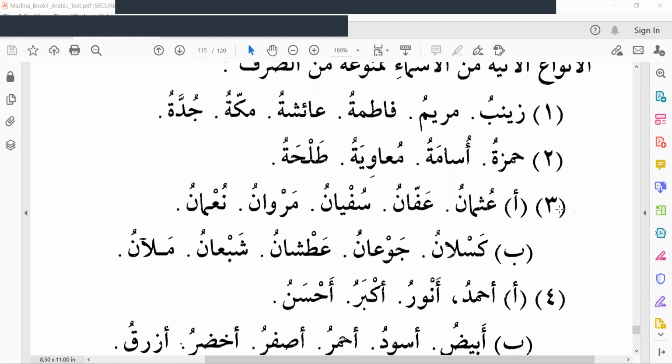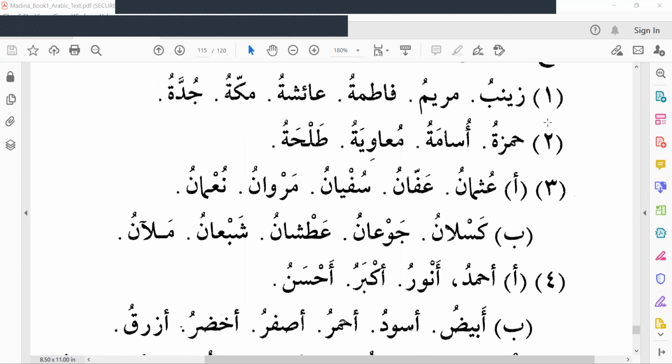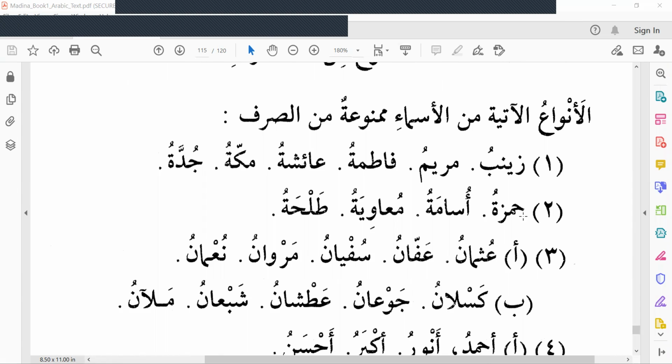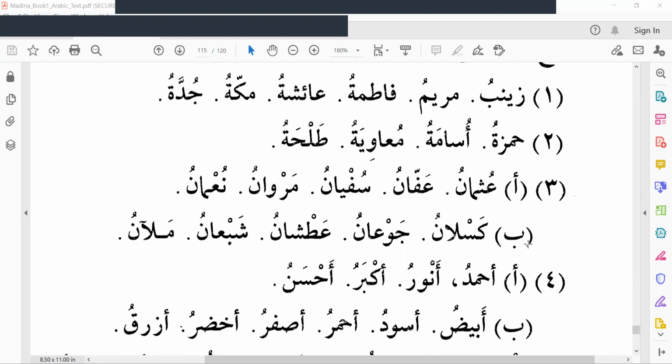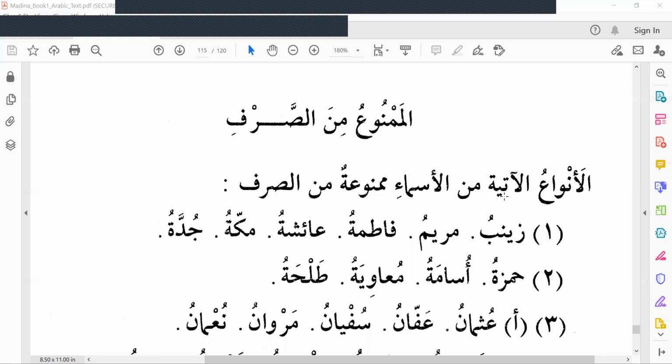Let's see. There are 1, 2, 3, 4, 5, 6 categories. Okay. These 6 categories of nouns will be called al-mamnu'u min as-sarf. Some categories have some subtypes. Okay. We will learn later. Let's see what the 6 categories are. First category is female names. Female names will be al-mamnu'u min as-sarf, which will not take tanween and will not take kasra also. Then what will we do? We will give fataha during the majroor state. Okay. So we will say al-mamnu'u min as-sarf will be marfu by dhamma, mansub and majroor by fataha.